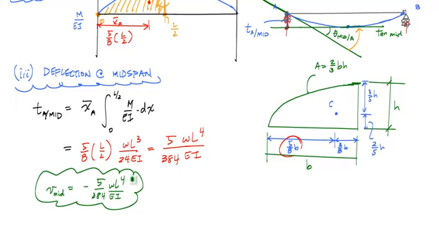So hopefully that was enjoyable and a relatively simple example problem with a simply supported beam. We'll do something else, another example that doesn't have a symmetric structure and a symmetric loading.